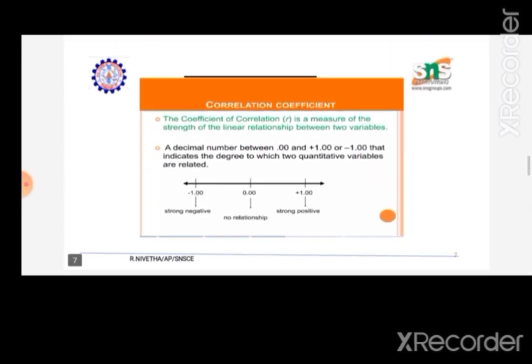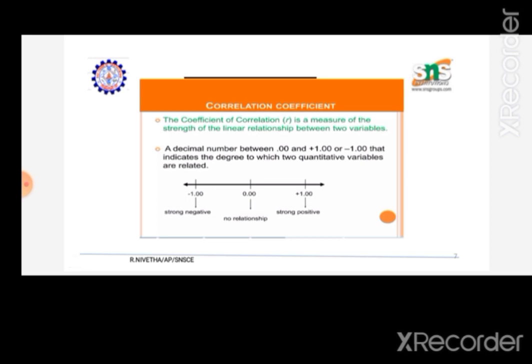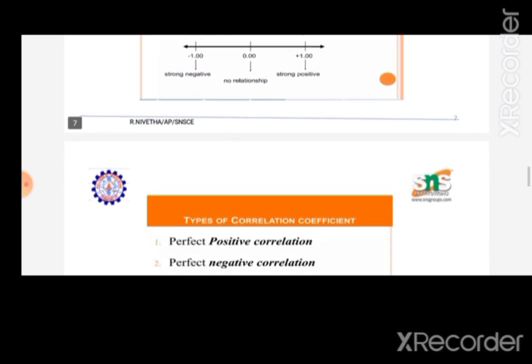Next one, correlation coefficient. Correlation coefficient is a measure of the strength of the linear relationship between two variables. It is a decimal number between minus 1 and plus 1 that indicates the degree to which two quantitative variables are related. Minus 1 is a strong negative relation, 0 is no relation, and positive 1 is a strong positive correlation.